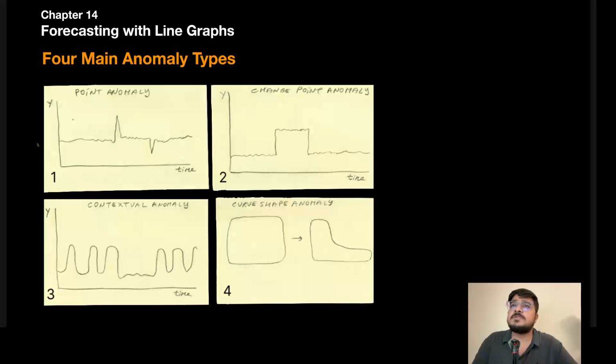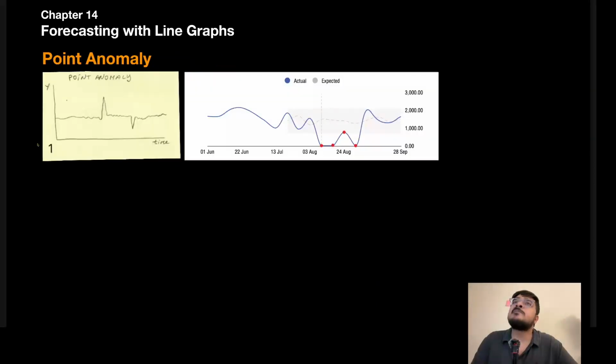In the third one, it's a contextual anomaly. Basically a sinusoidal curve is going on, and then there is a flat line, and then again it continues to go on. And the fourth one is a curve shape anomaly, where your graph is something but the shape has been changed to something else. So it's a different type of anomaly. Now we'll understand this by examples. So let's understand the point anomaly today.